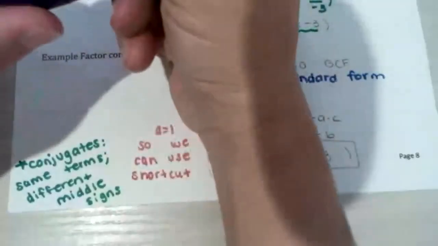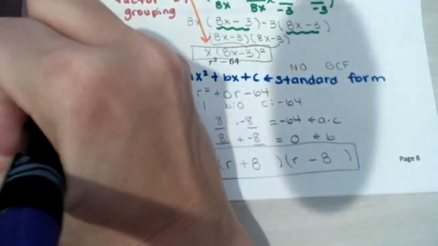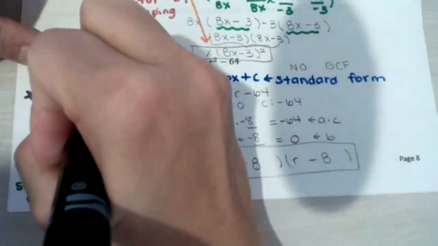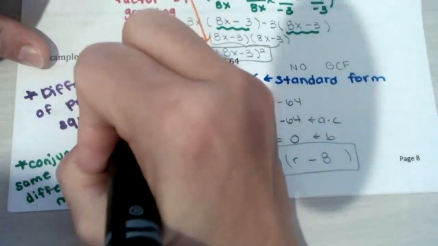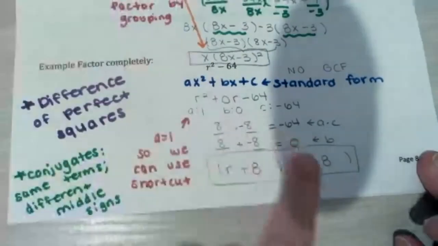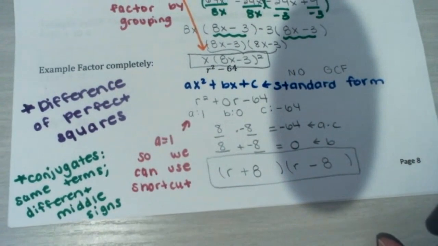So that's a great way to use another shortcut if you want to. If you don't want to use a shortcut, that's fine. Do it the way we've been doing it. You're going to get the same answer. So these are a difference of perfect squares, because they're subtracting. R squared is a perfect square, R times R. 64 is a perfect square, 8 times 8. So this only works whenever you're subtracting two perfect squares, whenever it's a difference of perfect squares.